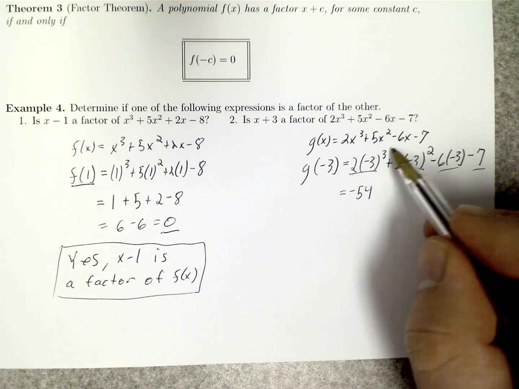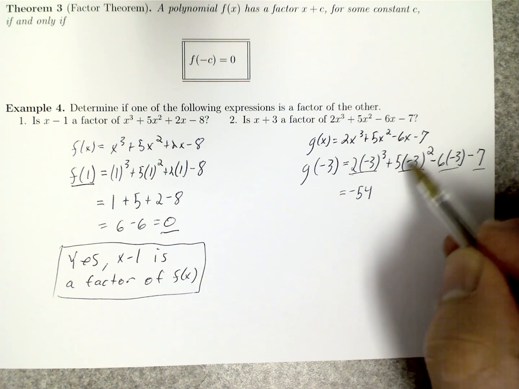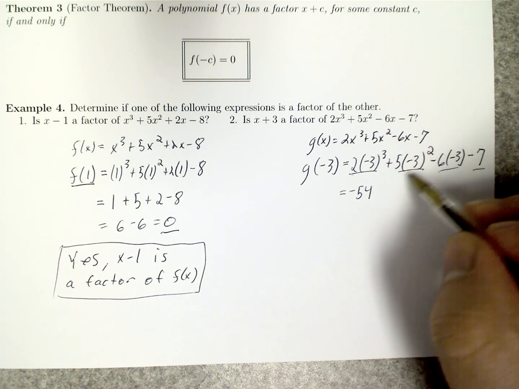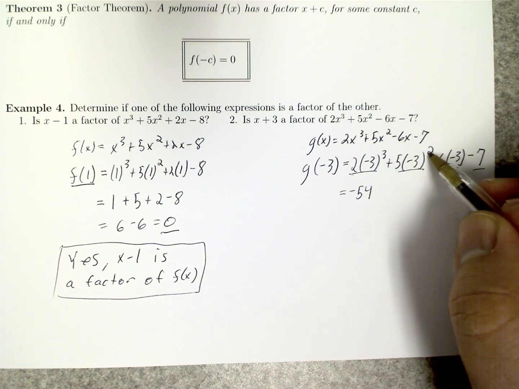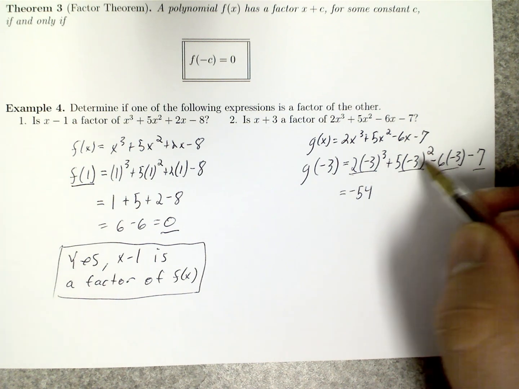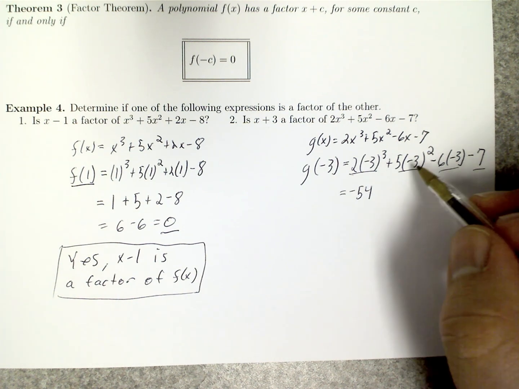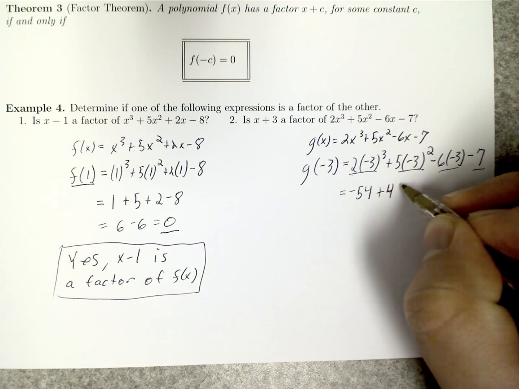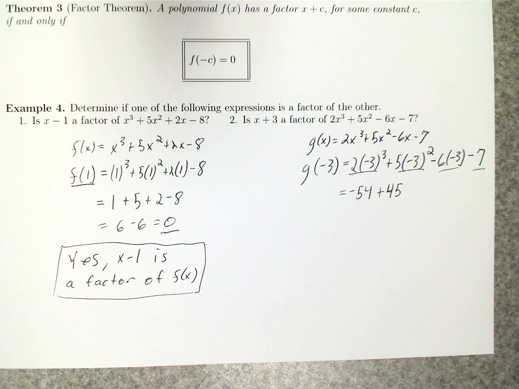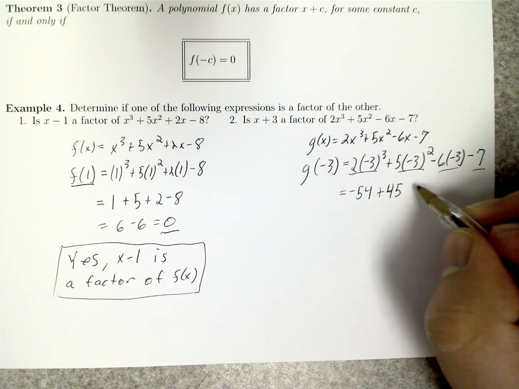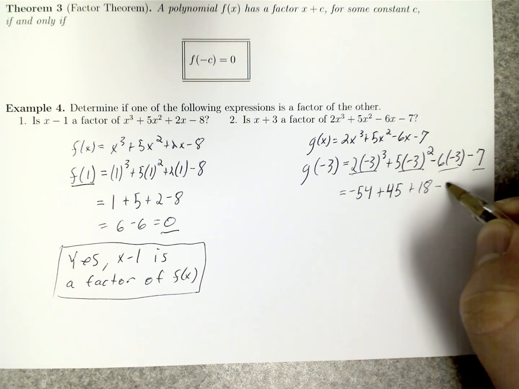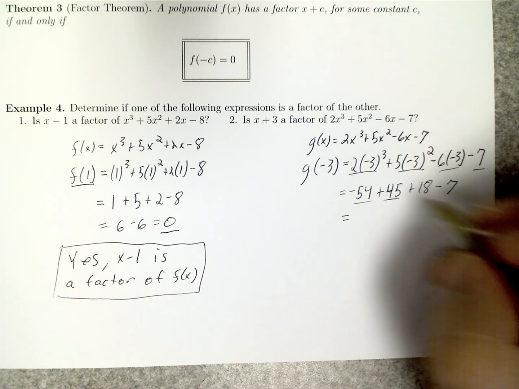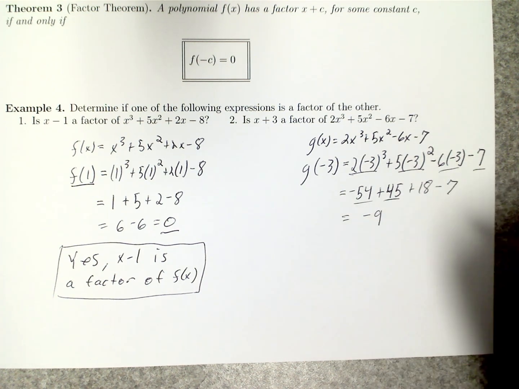Then again, we always do the exponent first, then we multiply. So negative 3 cubed is negative 27 times 2 is negative 54. Negative 3 squared is positive 9. Negative 3 times negative 3, negative negatives is positive, times 5 is 45, excuse me. So negative 54 plus 45, negative 6 times negative 3 is positive 18, then minus 7. Negative 54 plus 45 is negative 9.